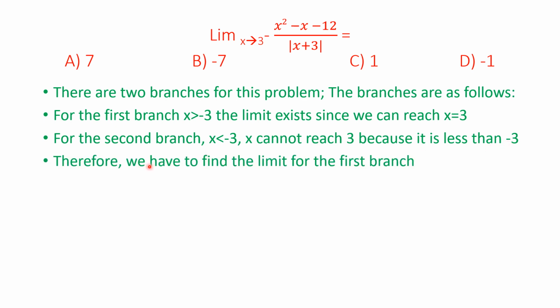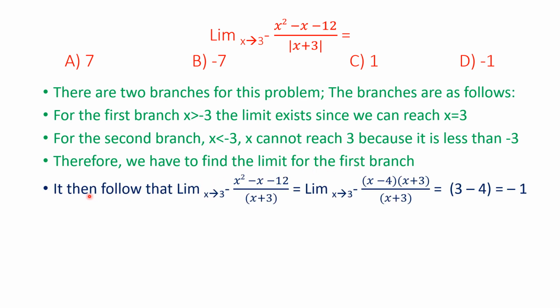Therefore, we have to find the limit for the first branch. It then follows that the limit for the first branch as x goes to 3 from the left, we have to plug in the values over here. But before that, we could also go ahead and factor the top. If we take the same limit and factor the top, this is what we're going to get.